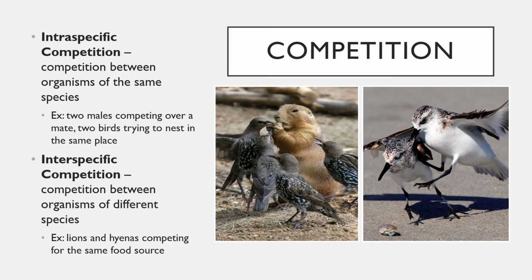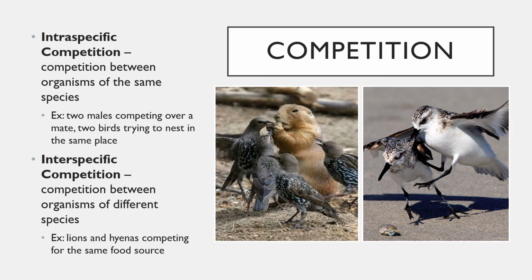There are two different types of competition: intraspecific and interspecific competition. The first one, intraspecific, is competition between organisms of the same species. So two males of the same species competing over a female, or two birds trying to nest in the same place. They're going to fight. I have a hummingbird feeder in my backyard, and they're always competing over who has control of the feeder. I have this one that perches out and chases off all the others all day long. So they're competing over that resource of food. But they're all the same species.